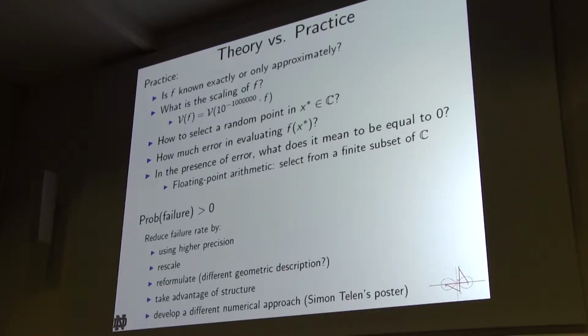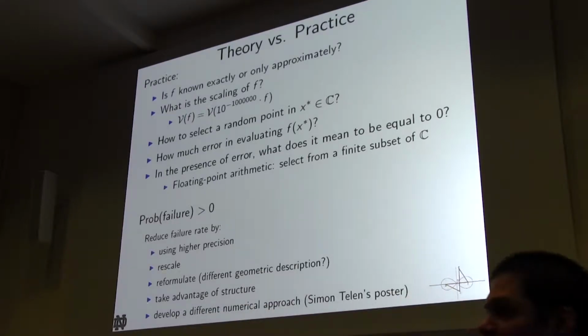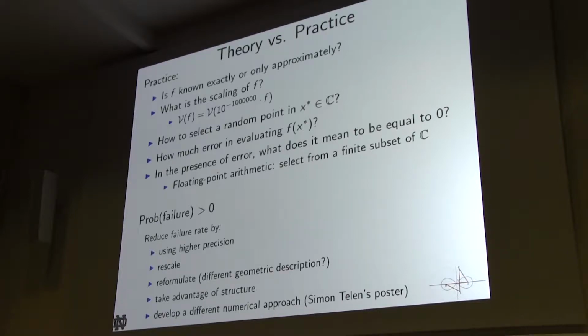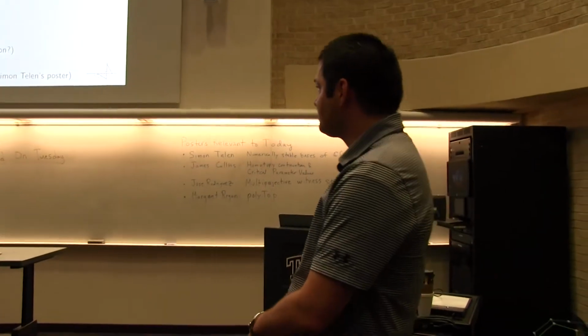Reformulate. So David mentioned this earlier. You have to think about, how do I actually formulate this polynomial system? Many times you can formulate it in different ways, sometimes geometric, sometimes algebraic. You have to adapt your formulation to what you're using to solve with. What algorithm are you using? Find a formulation that fits nicely with that algorithm.